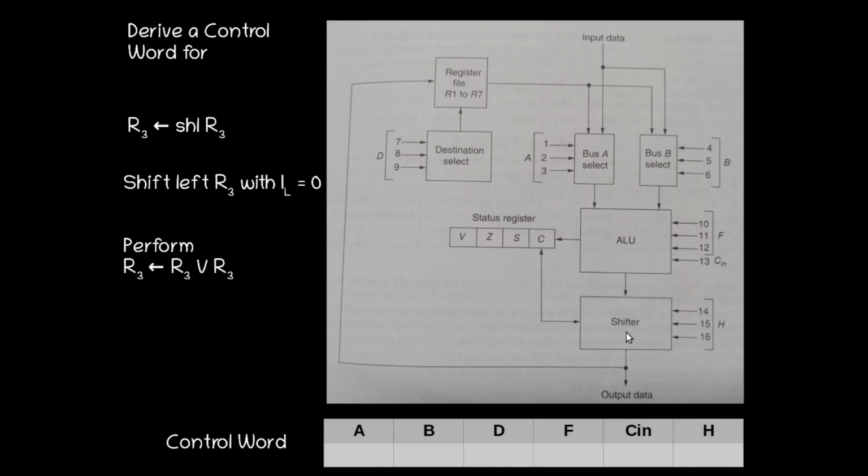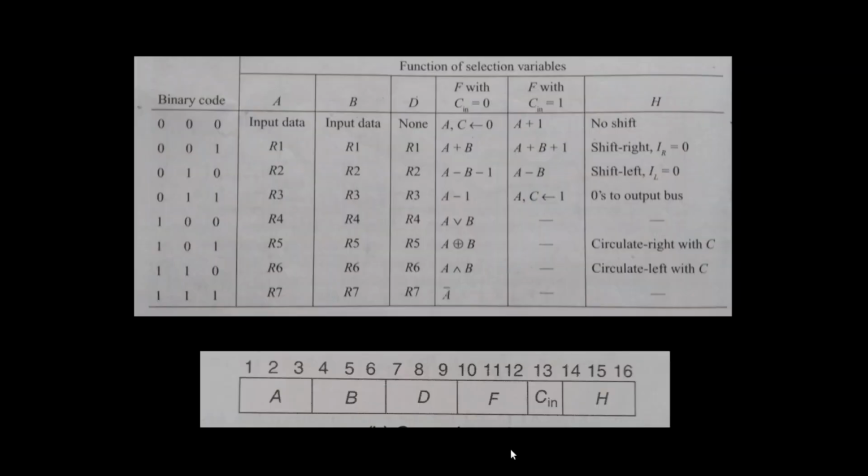Then we can perform the shift operation by giving the H select lines. Then what will be the fields in our control word? Our source 1 and source 2 are both R3, so here we have to give 3, and here we have to give 3. So R3 will be selected on both. Then perform the logic OR operation, and the destination is also register R3.